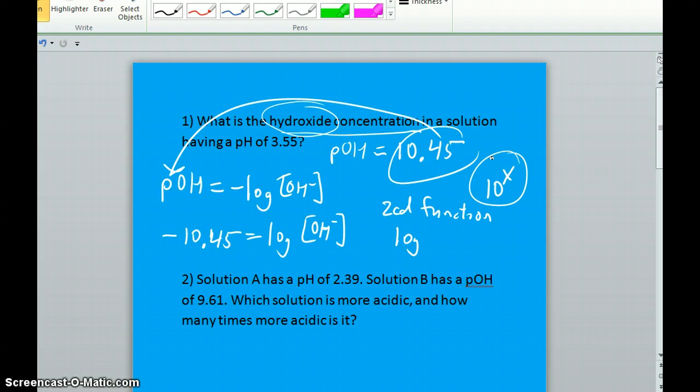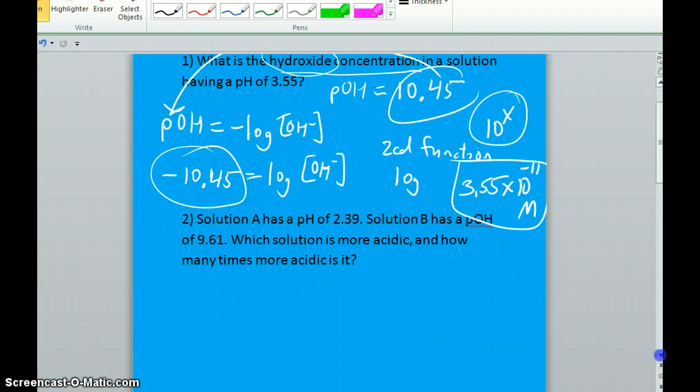So in this case, I press second function log, enter negative 10.45, not 10.45, press enter, and I get the value 3.55 times 10 to the negative 11th. And don't forget, that's the molarity, moles per liter of hydroxide ions.